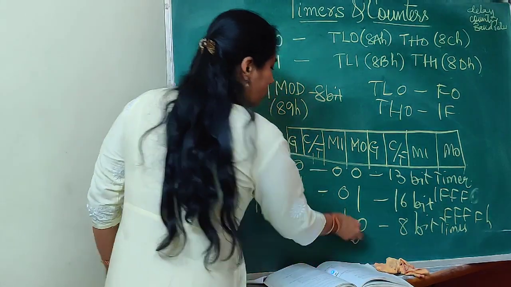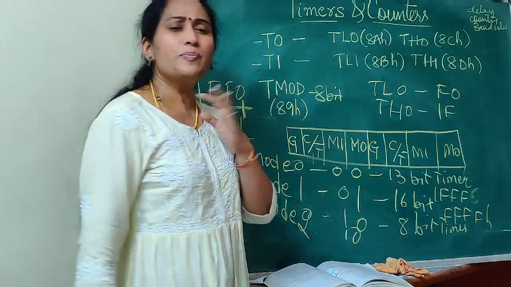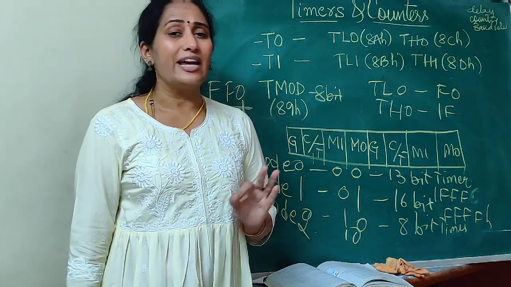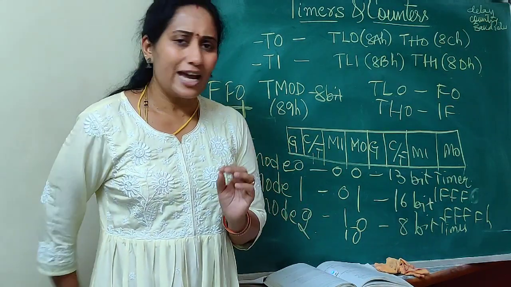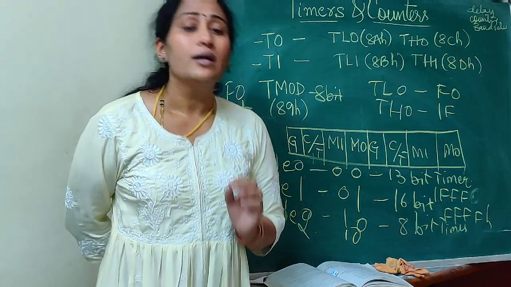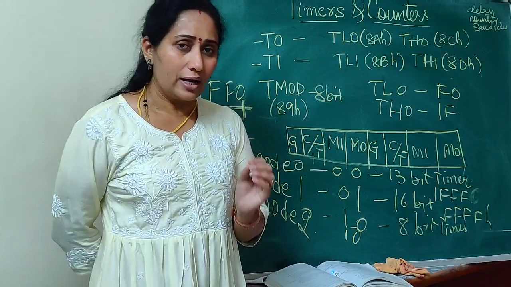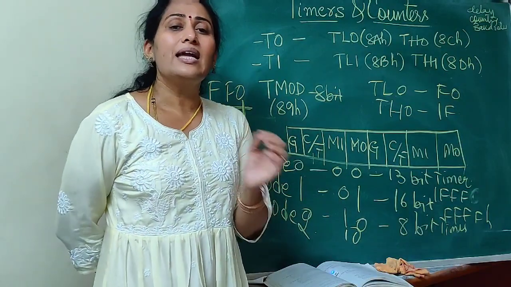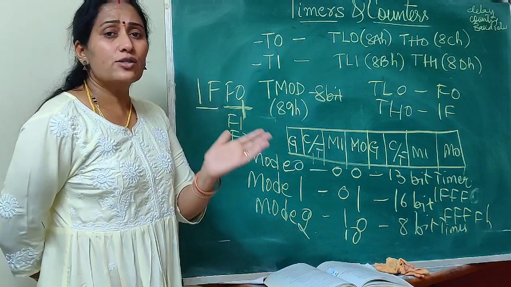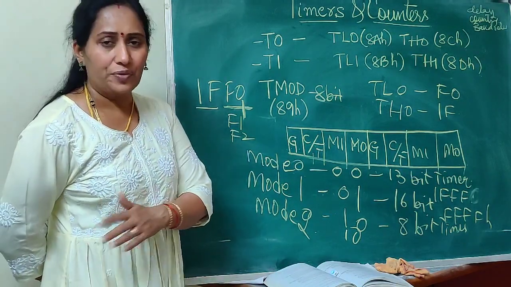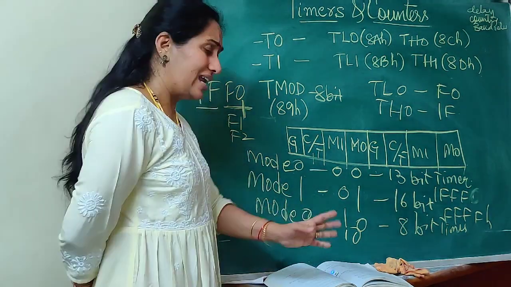Next one, 1 1, mode 3, wherein this particular mode 3 is going to be used in 8052. Anyway, we are going to have again an 8-bit timer only. Timer 0 is going to be TL0, and the TH0 is going to be controlled by timer 1. Okay, so don't think about that one. 8052 we are not going to use it anyway.